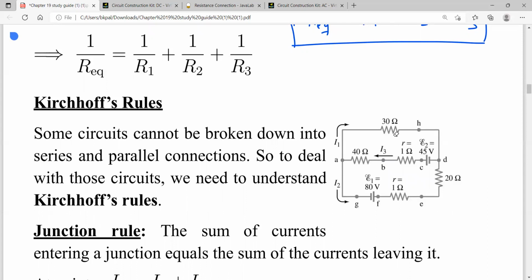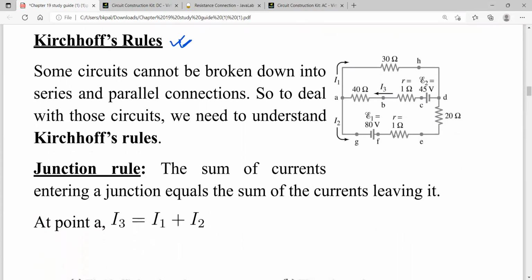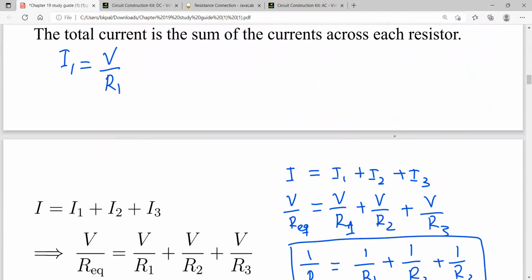Now if we have a circuit something like this, and we want to solve it, we need to know something called Kirchhoff's rules. Kirchhoff has two rules. One is called the junction rule, another is called the loop rule. The junction rule we already know. The junction rule tells us that the sum of the currents entering a junction equals the sum of the currents leaving it.